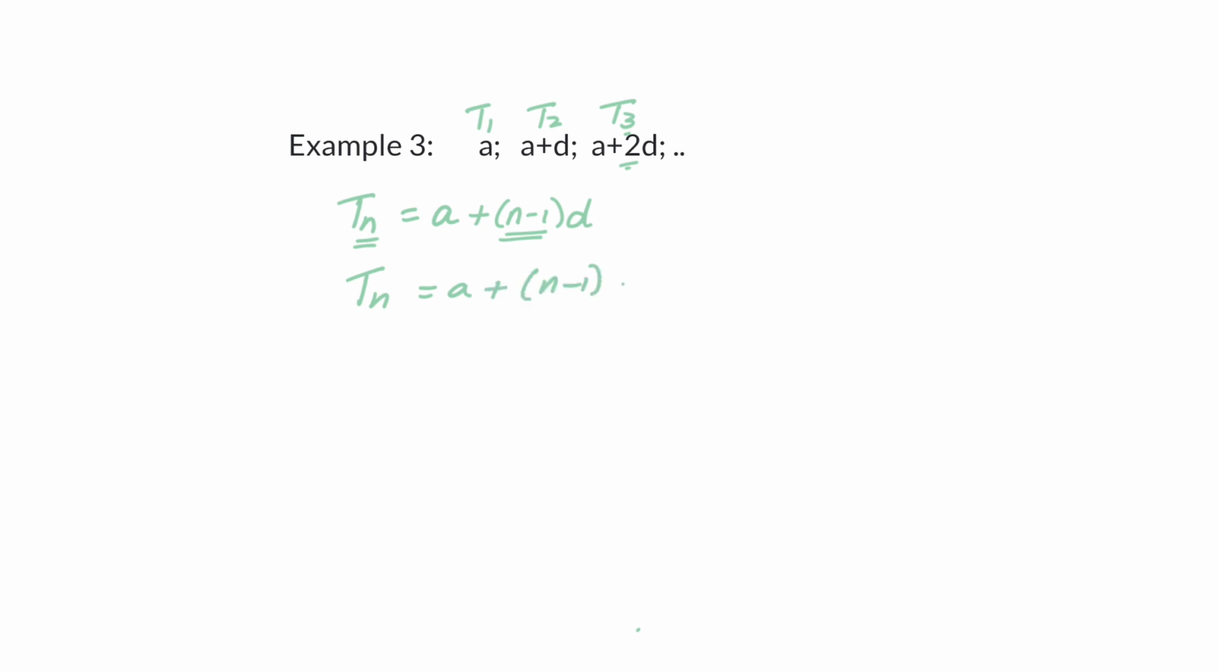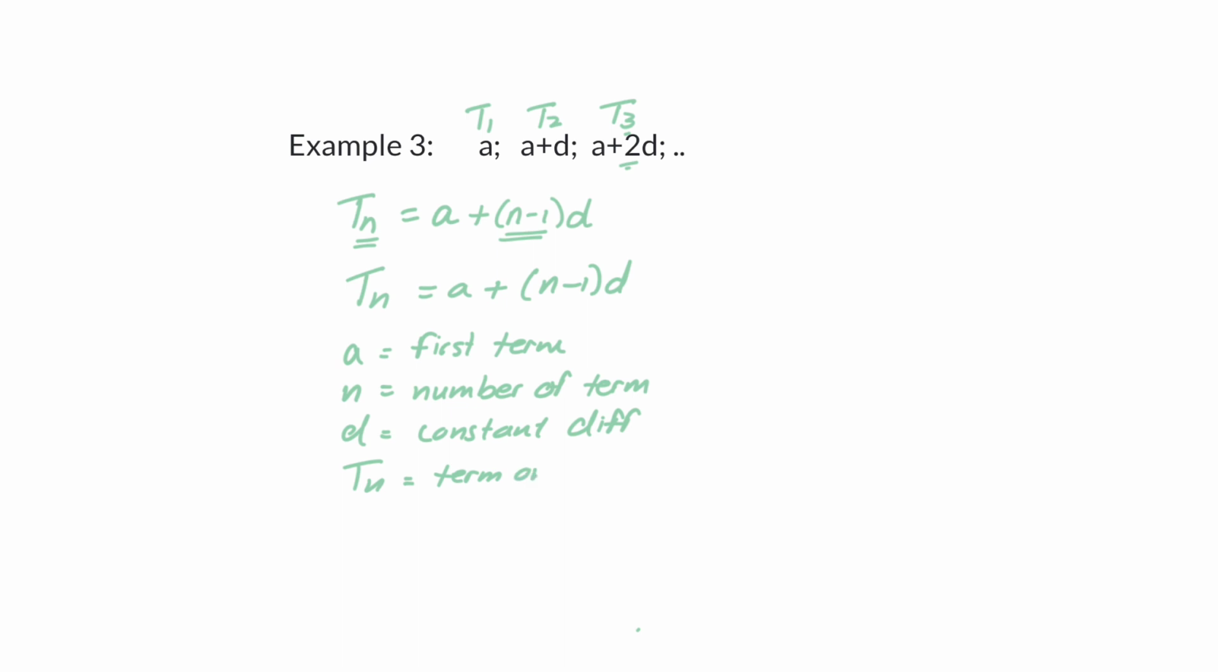Okay, now A will be the first term, and n will be the number of the term, and D would be the constant difference, and Tn would be the term in place n in the sequence.